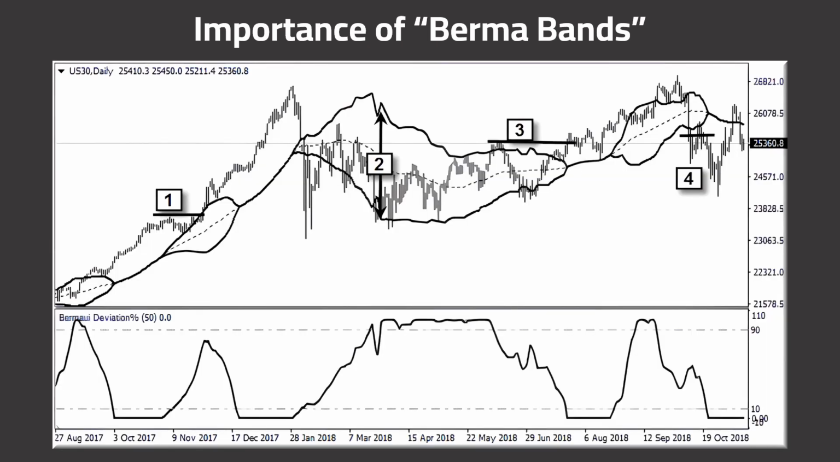But by adding the standard deviation and Berma deviation percent to its moving average, we find a good solution to this problem, and it becomes possible to identify those areas where price volatility increases with the trend, and those areas where price volatility decreases and becomes trendless or sideways.